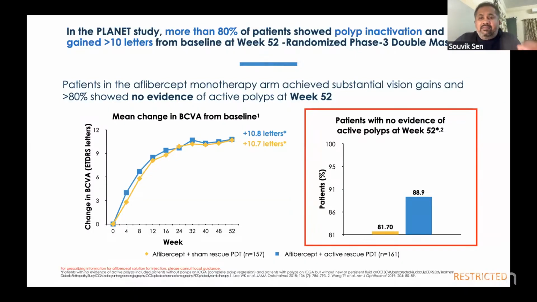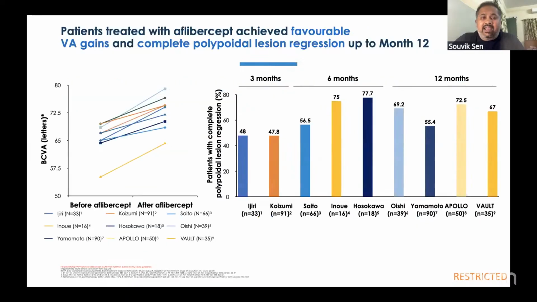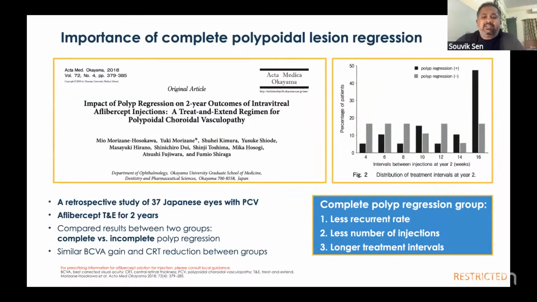And it's important to also mention why regression of active polyps is important, because if you have, let's say, functional vision gains but there are still polyps there, then the recurrence rate actually increases, the number of injections you will need to give also increases, and the intervals between injections reduce. So this was actually found in a Japanese study.